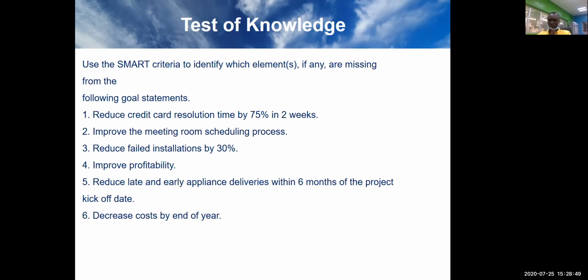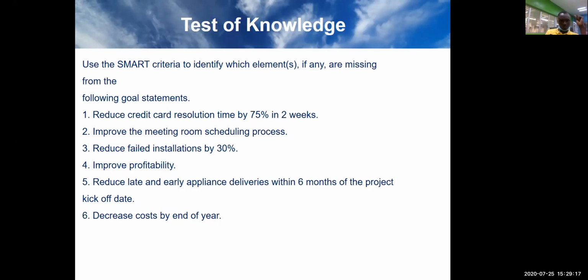So that's our goal. We want to improve profitability. We want our company to be profitable. What's missing there? It's not measurable. It's not time bound. Great, great. It's not specific as well, right? Again, profitability from when to when, and it's not attainable because we don't have enough info. Number five, reduce late and early appliance delivery within 6 months of the project kickoff stage. Kickoff date.